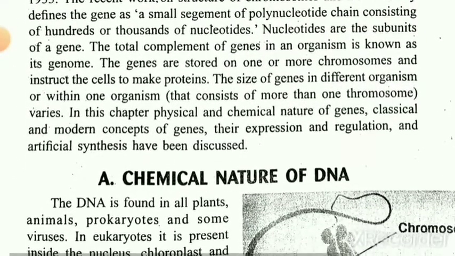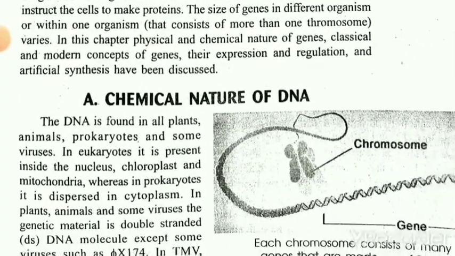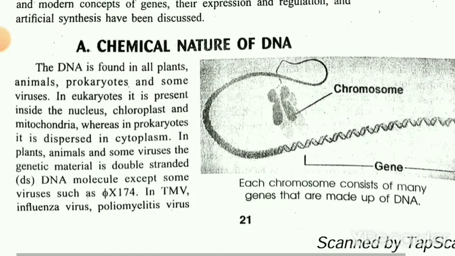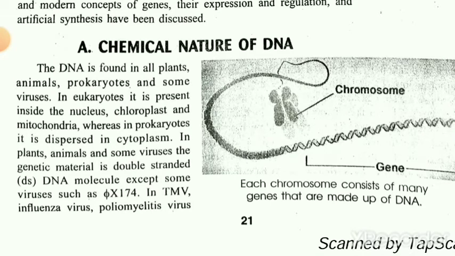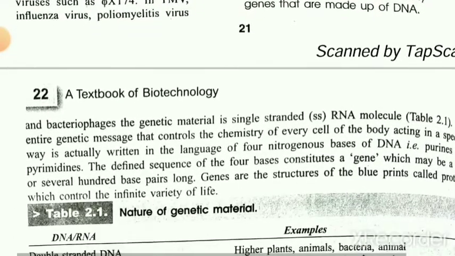A. Chemical nature of gene. DNA is found in all plants, animals, prokaryotes, and some viruses. In eukaryotes, it is present inside the nucleus, chloroplast, and mitochondria, whereas in prokaryotes, it is dispersed in the cytoplasm. In plants, animals, and some viruses, the genetic material is a double-stranded ds-DNA molecule, except in some viruses such as ΦX174. In TMV, influenza virus, poliomyelitis virus, and bacteriophages, the genetic material is a single-stranded ssRNA molecule, Table 2.1.